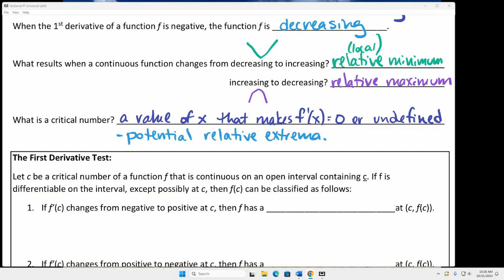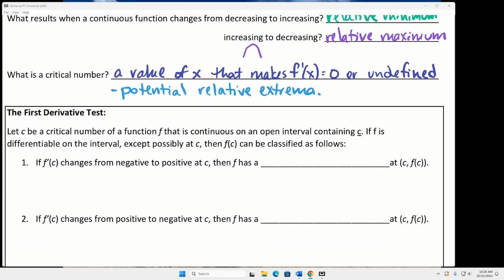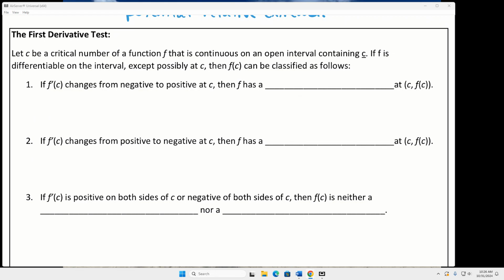So to determine if a critical number is actually a relative extrema or not a relative extrema, there are different things you can do. Today we're going to learn the first derivative test, and we'll practice it for a little while, and then we'll learn the second derivative test. They both test for relative extrema. So we are going to let c be a critical number, and the function is continuous on the open interval containing c. If f is differentiable on the interval except possibly at c, then f of c can be classified as follows.